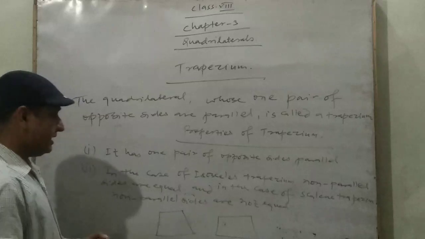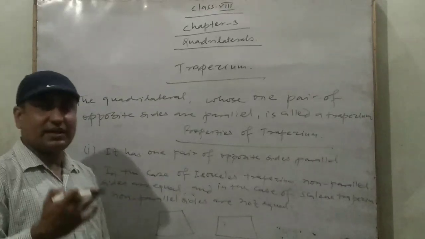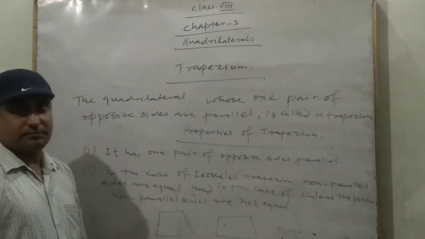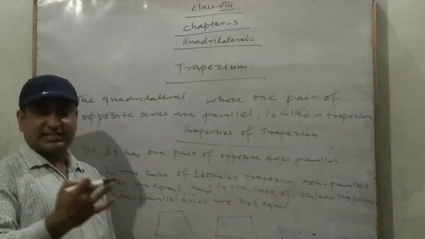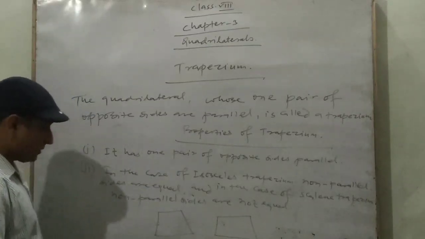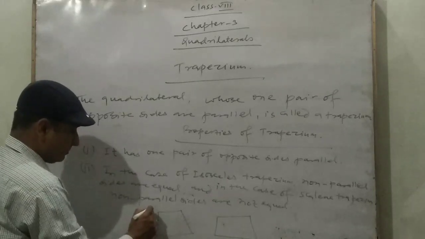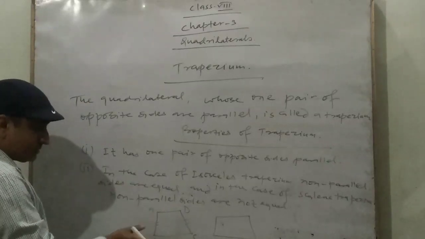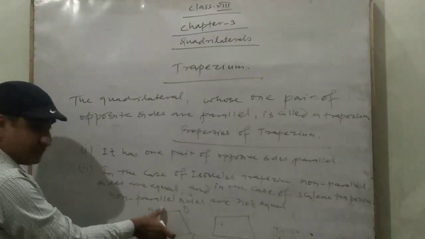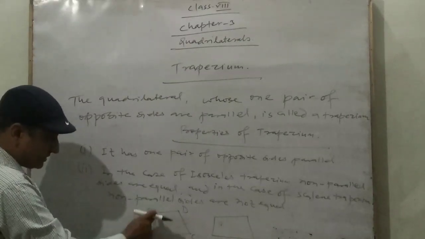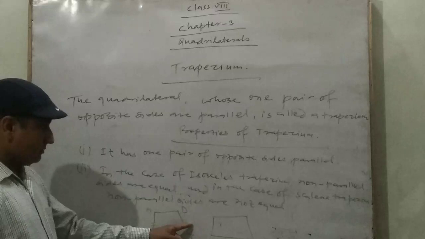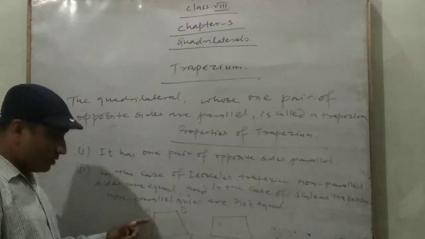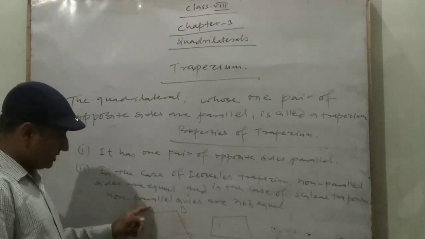In the case of isosceles trapezium, non-parallel sides are equal, and in the case of scalene trapezium, its non-parallel sides are not equal. So I have drawn two figures here, A, B, C, D. It is isosceles trapezium. It has one pair of parallel sides, AD parallel to BC, and the non-parallel sides AB and DC. If they are equal, then it is isosceles trapezium. This is isosceles trapezium because AB equals to DC. These are non-parallel sides and non-parallel sides are equal.